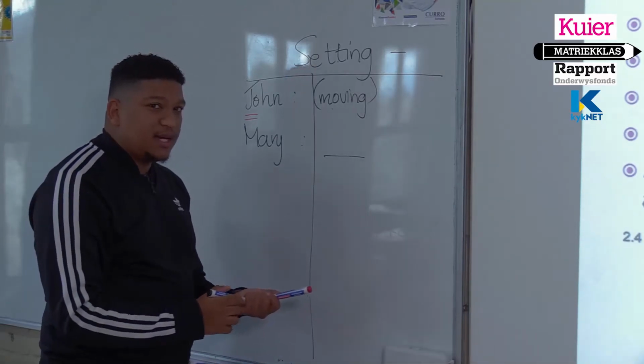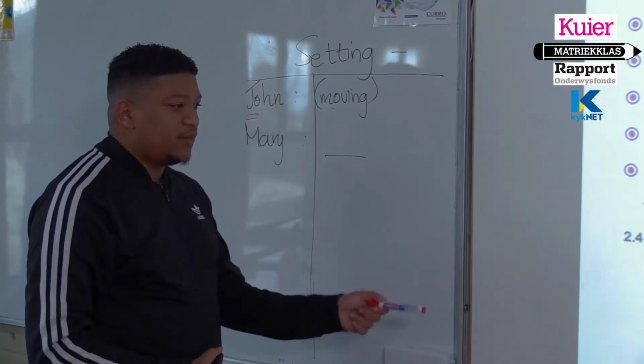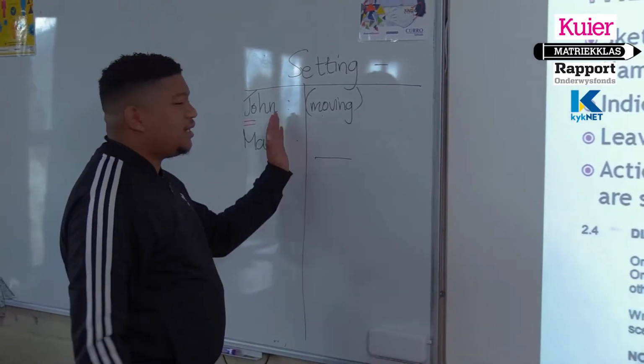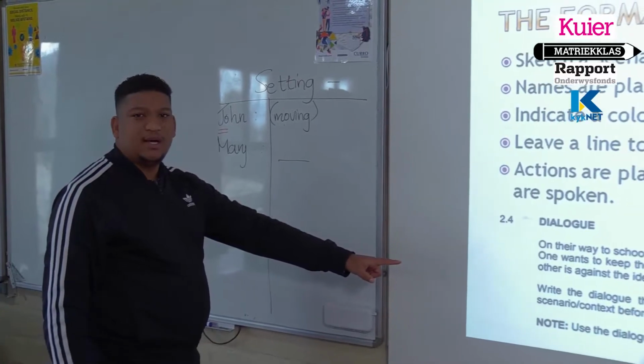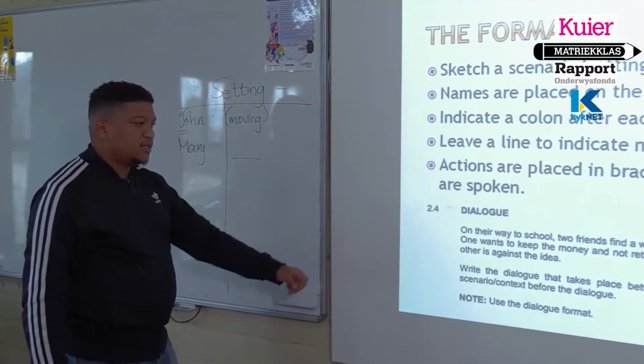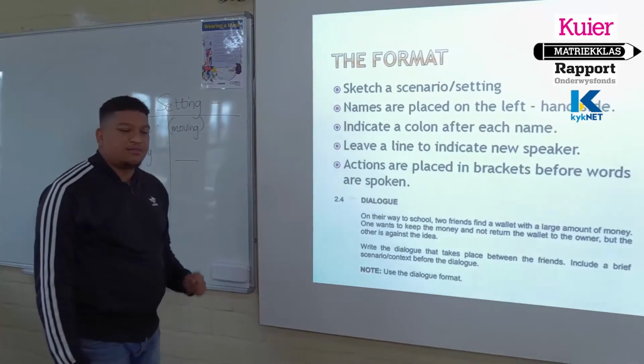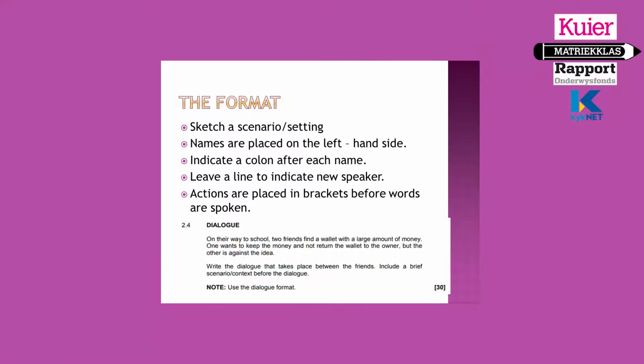So let us look quickly at the dialogue topic that is provided to us. And please, grade 12, stick to the format, then this will be easier. If I know this, I can answer this. On their way to school, two friends find a wallet with a large amount of money. One wants to keep the money and not return the wallet to the owner. But the other is against the idea.